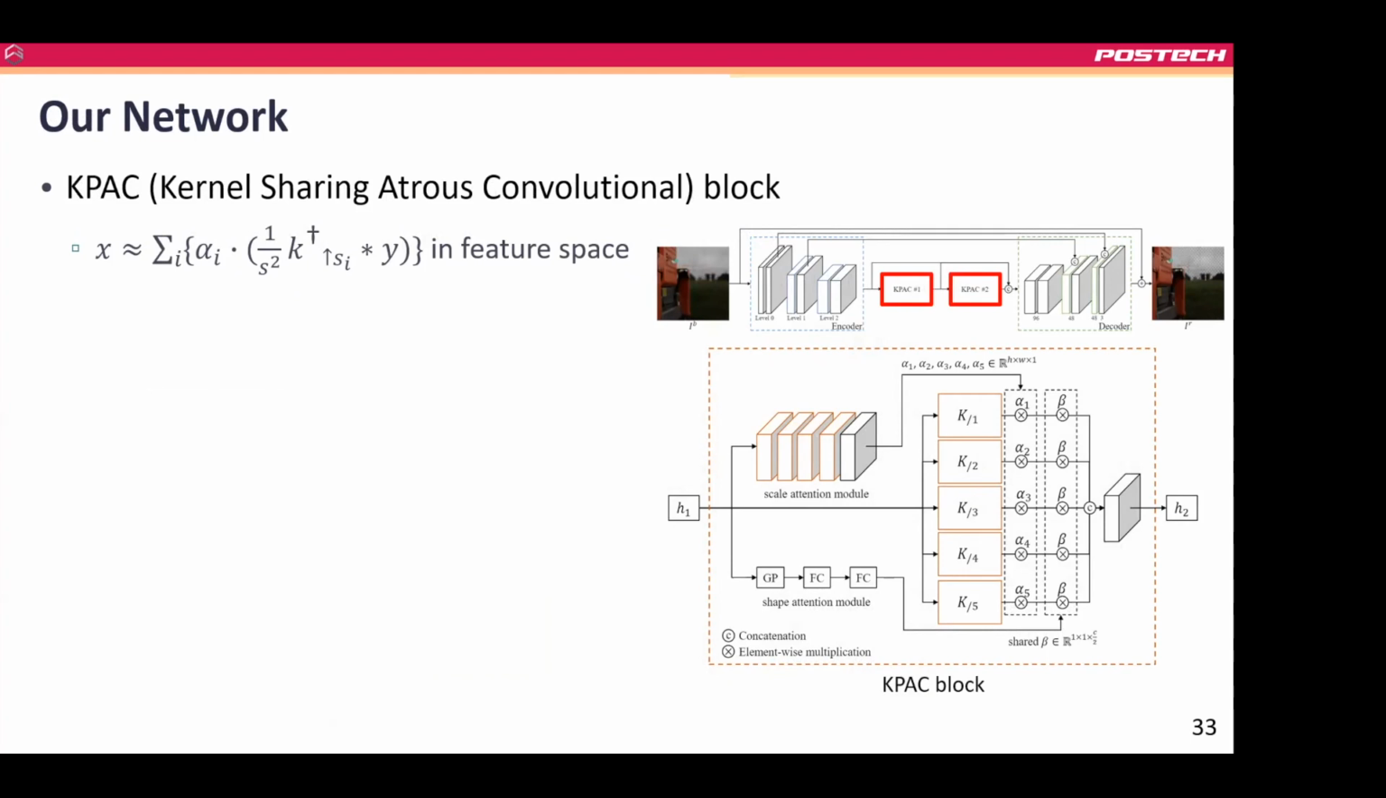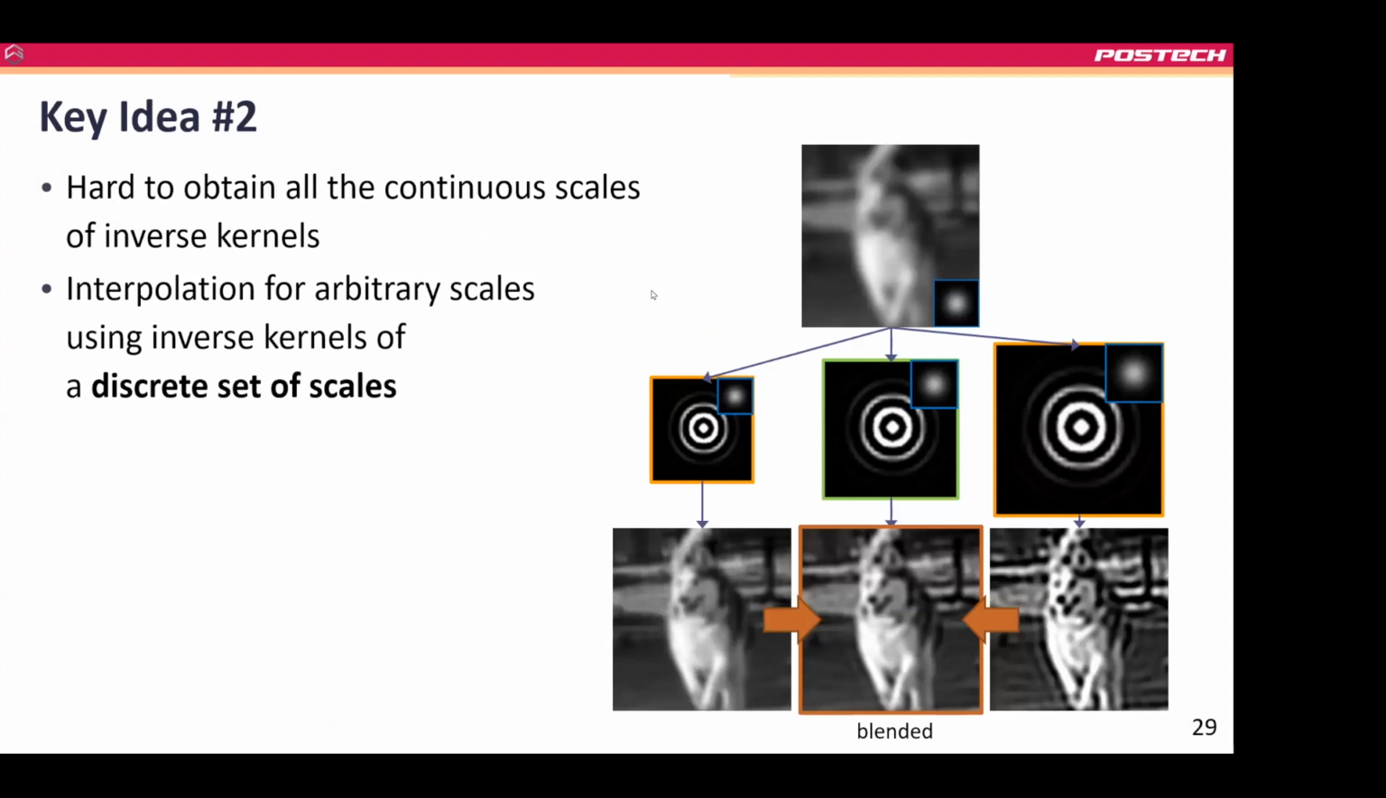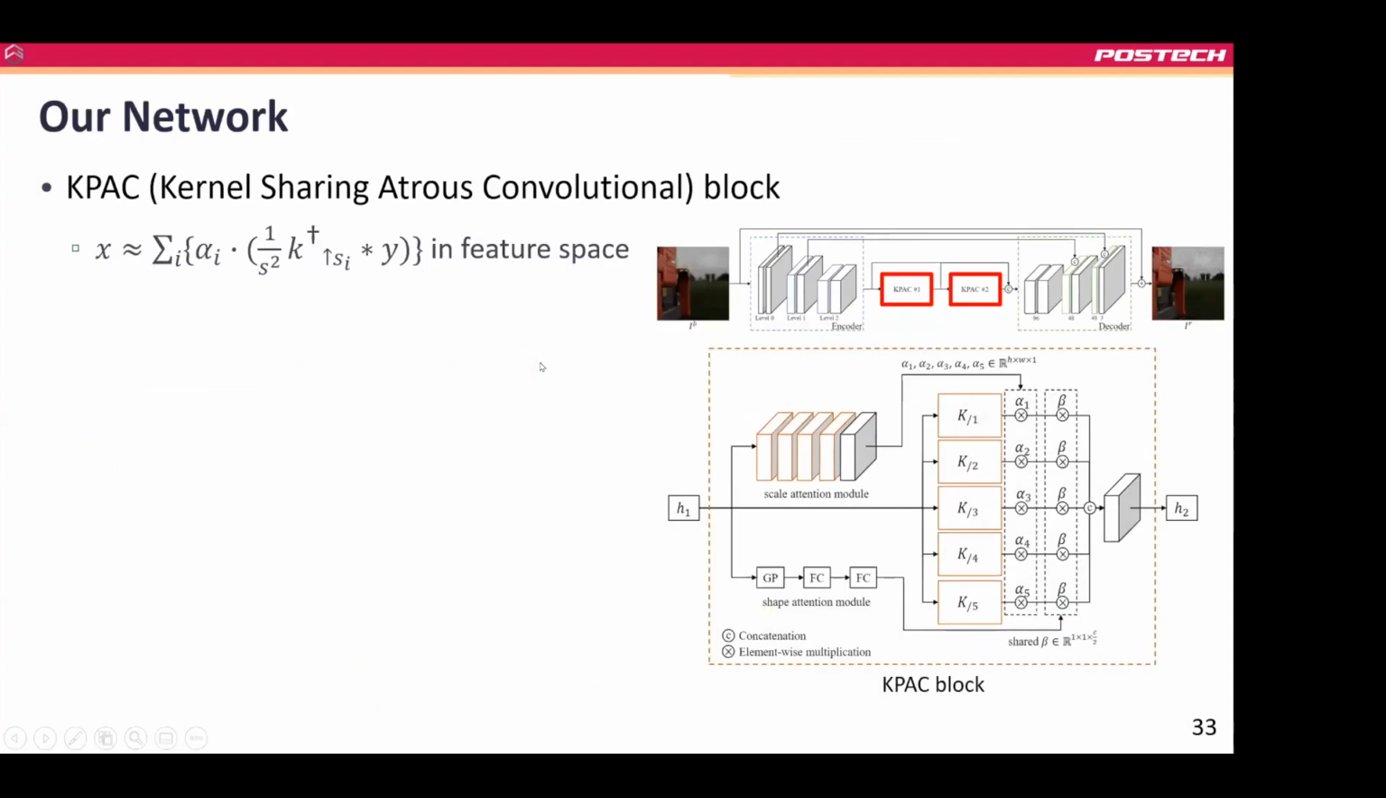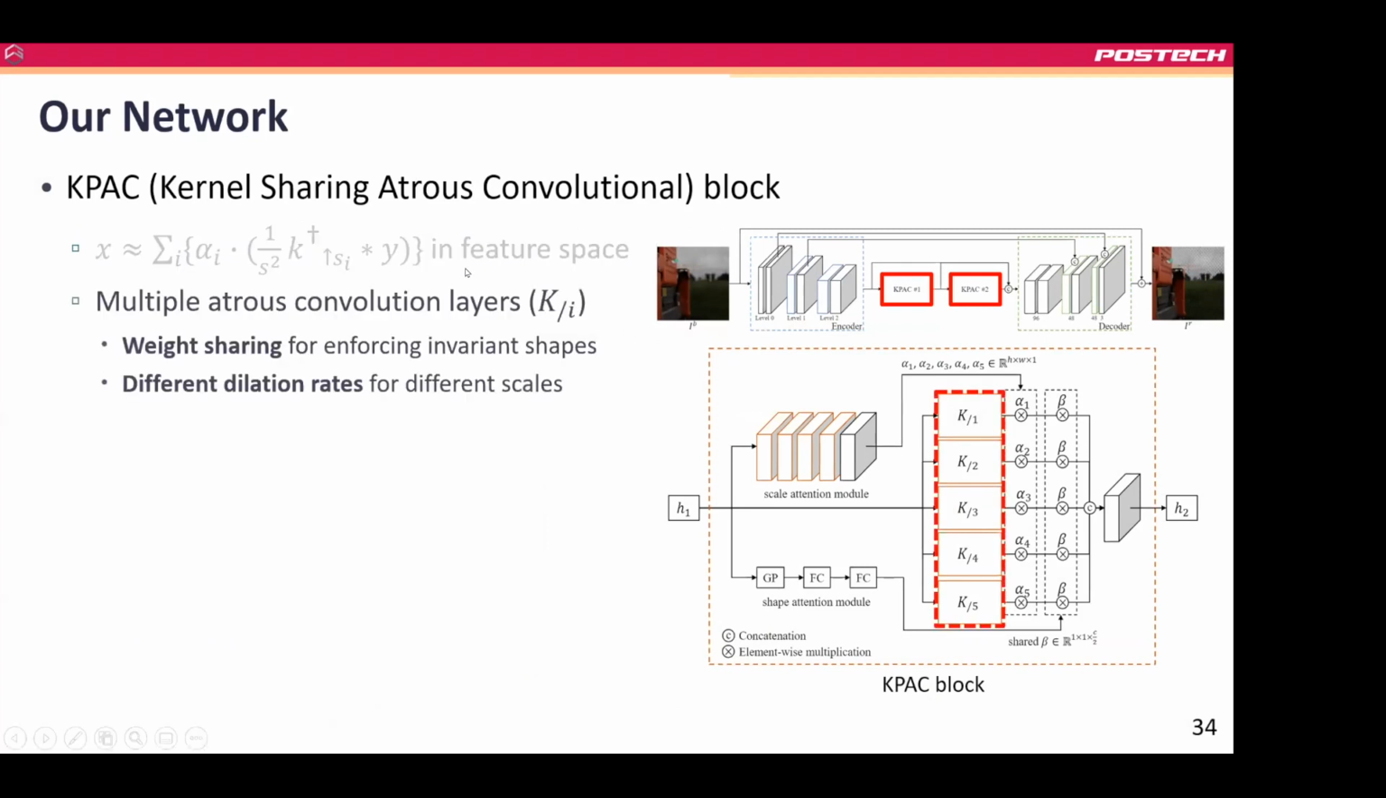Then we designed this network using these three key ideas. Basically, we approximate this equation. You remember this equation here. We approximate this equation using some network. But we do that in the feature space. That means we have some encoding and decoding part, and we process this encoded feature using these layers. Then this layer is a convolution layer approximating inverse corner, but they have the same weight. They share the same dilated corner, but with different scale.